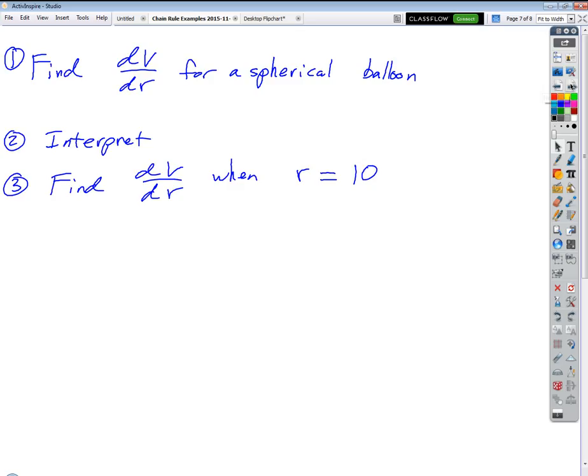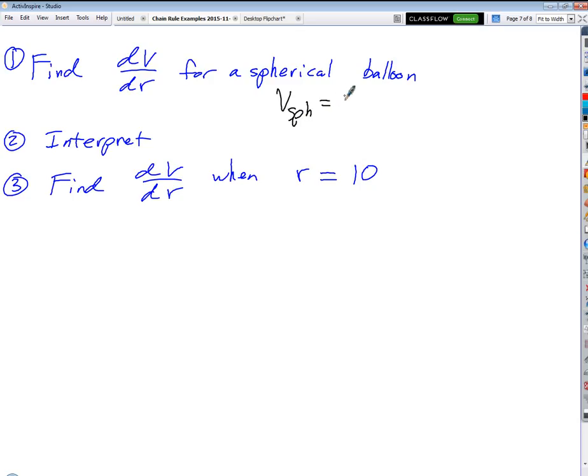Do this. So for a spherical balloon, I want you to find the dV/dr. So I guess we need to know real quick, what's the formula for the volume of a sphere? 4/3 pi r cubed. Yep, that's it. Okay, so please find for me the rate of change of the volume of the balloon with respect to radius, because that's what dV/dr is, right?